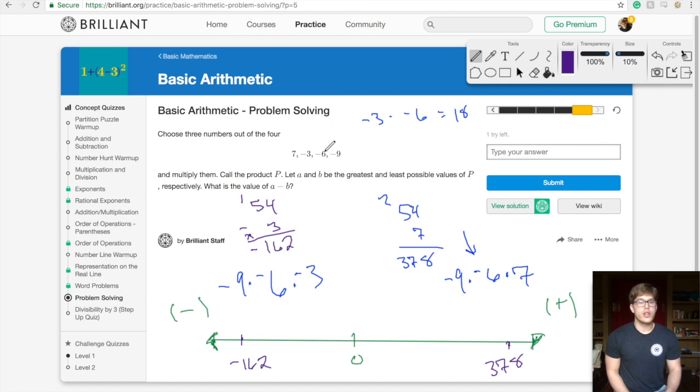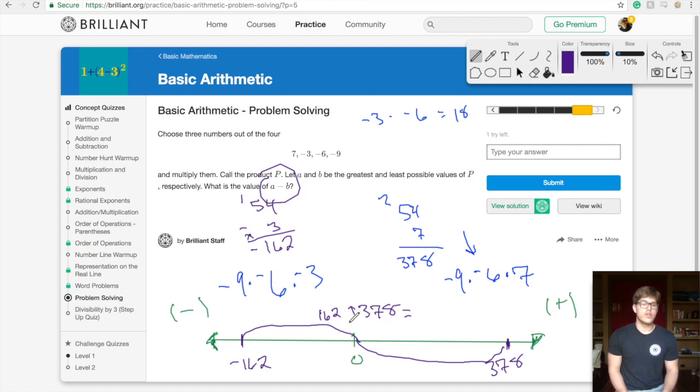And so what is the question? The question asks for A minus B. So it wants to know the difference between our larger and smaller number. Here we have our number line, and sometimes it's a little bit difficult thinking about subtracting negative numbers. But here the difference is just the space between our numbers. So it's going to take 162 steps to get from negative 162 to 0, and then we're going to go 378 more steps. So if we just add these numbers, we'll know the difference.